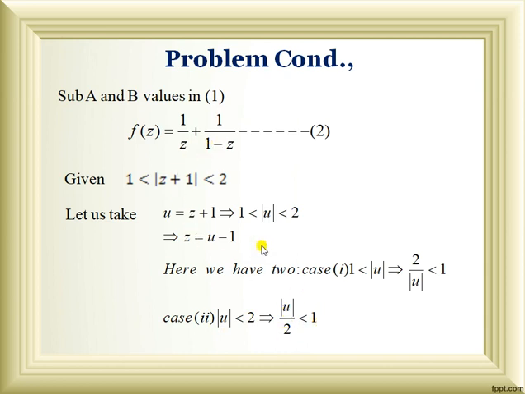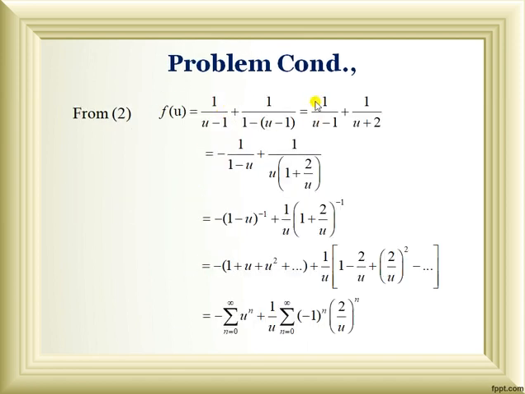Come to equation number 2. In equation 2 I need to use z equal to u minus 1. That becomes 1 by u minus 1 plus 1 by u plus 2. So for using the binomial expression formula, I'm just rewriting this u minus 1 as 1 minus u. I'm just taking minus outside. Directly I'm moving that into the numerator because already this is in the form of 1 minus x.